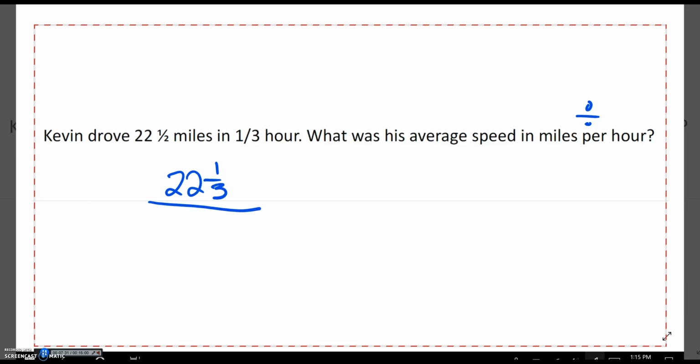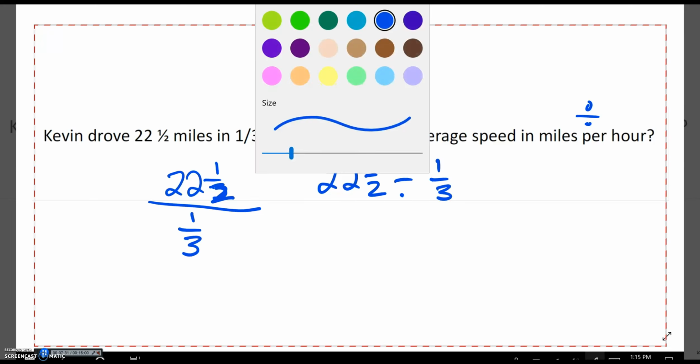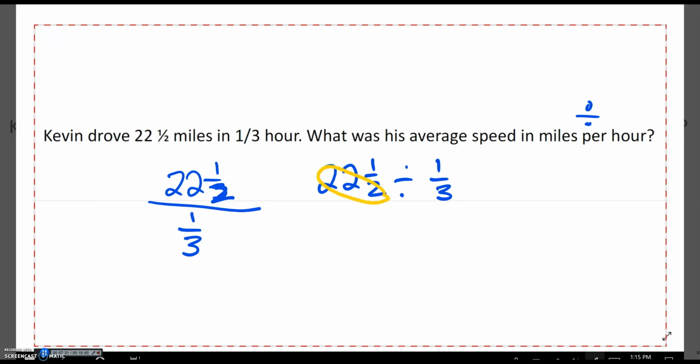22.5 miles per hour. So it's 22.5 divided by 1/3. So 22.5, or not 1/3, 1/2, I'm sorry. 1/2 divided by 1/3. So first thing I need to do is turn that into an improper fraction. So 2 times 22 is 44, plus 1 is 45. So that'll be 45 halves divided by 1/3.